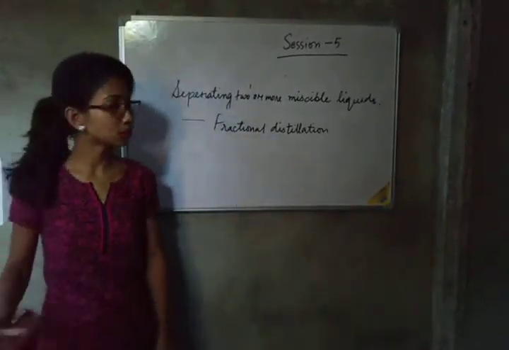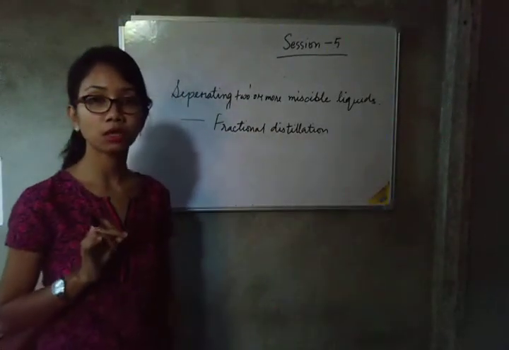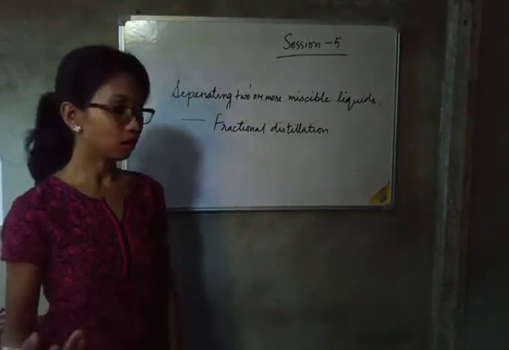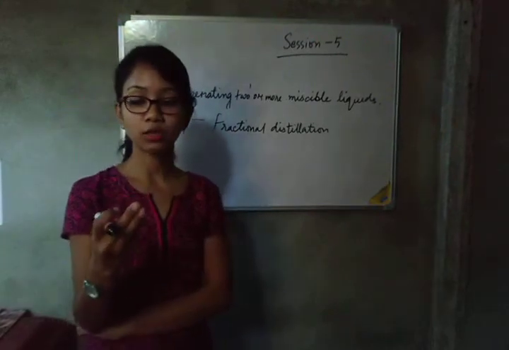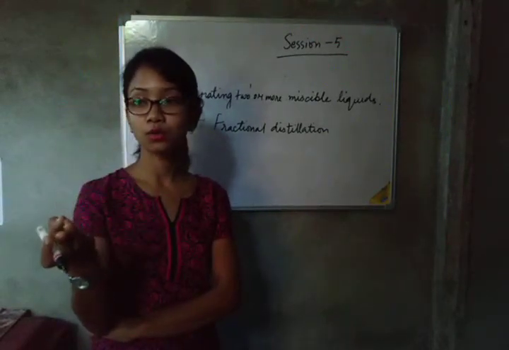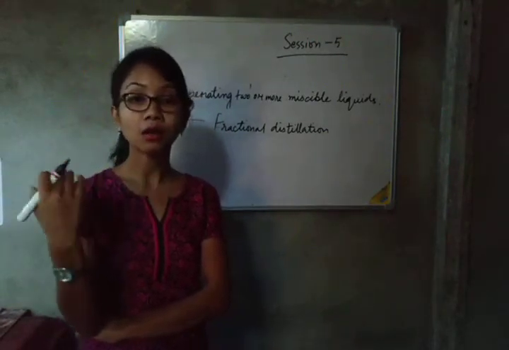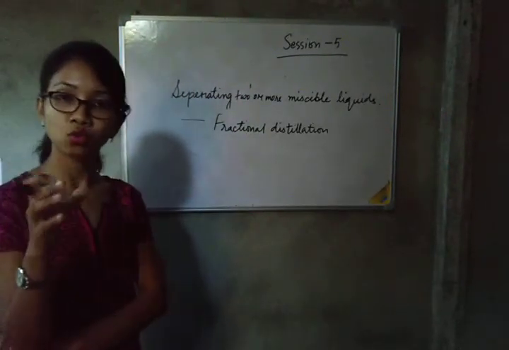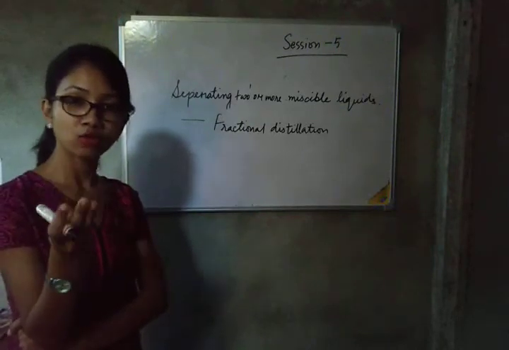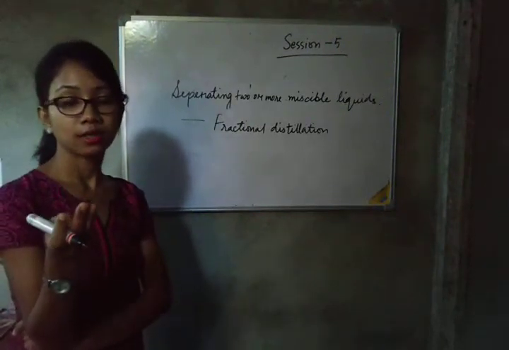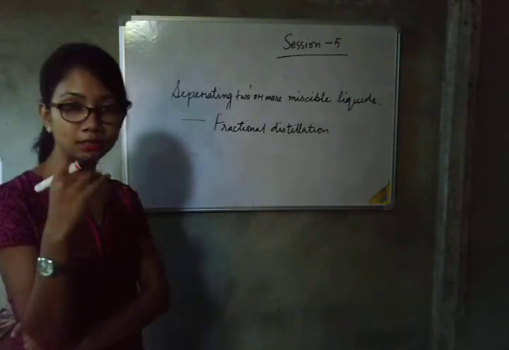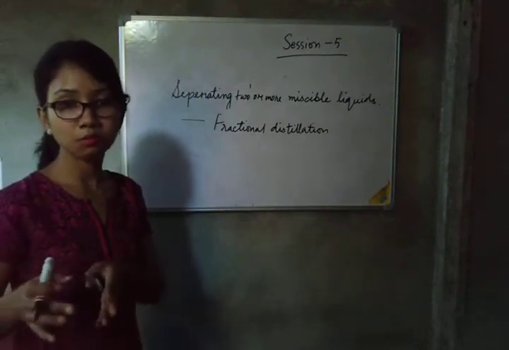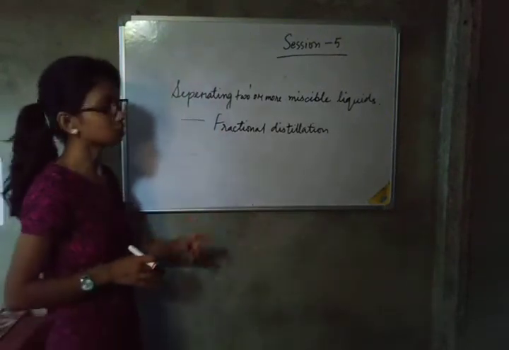This process is mainly used in petrochemical industries, like petroleum crude oil derived from the earth's crust. It is separated into petrol, diesel, kerosene, gas, wax. These things are separated by the process of fractional distillation. In crude oil, petrol and diesel are present in a miscible way. So how can we separate them? By the process of fractional distillation.